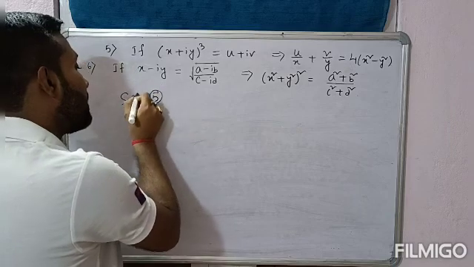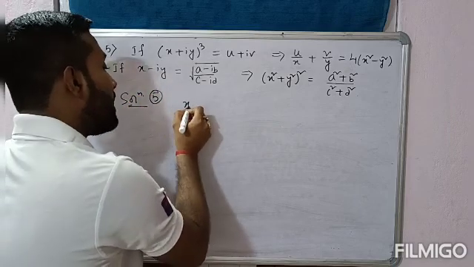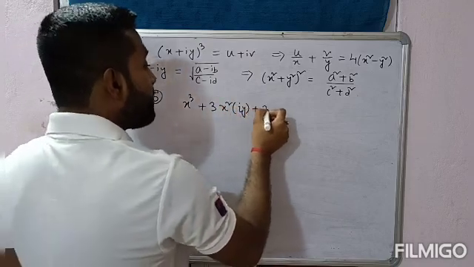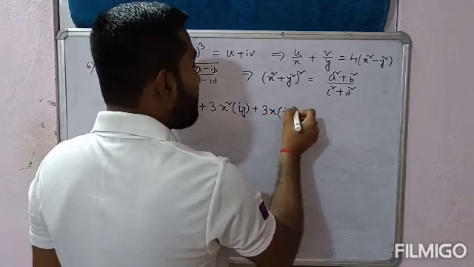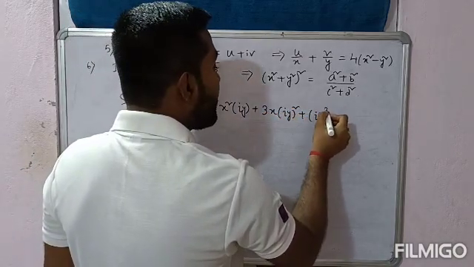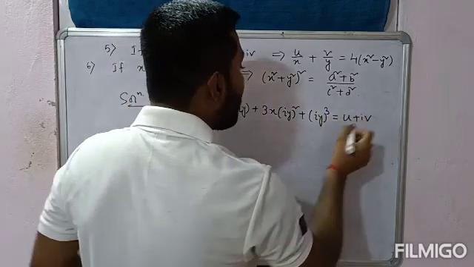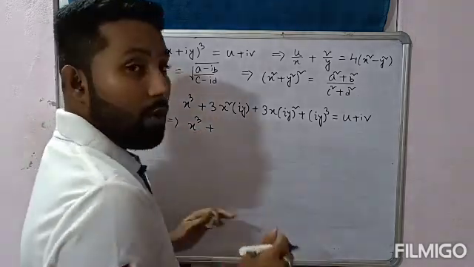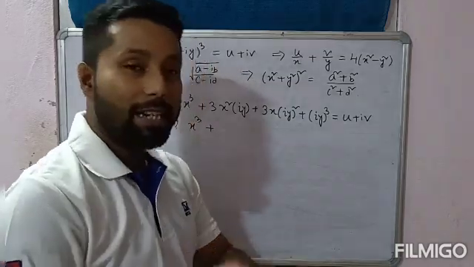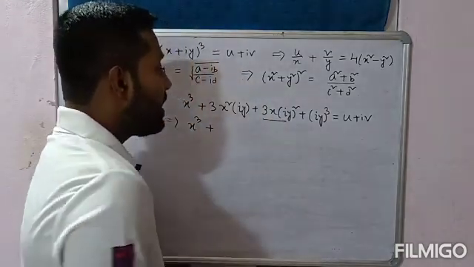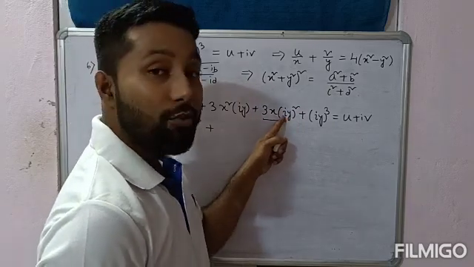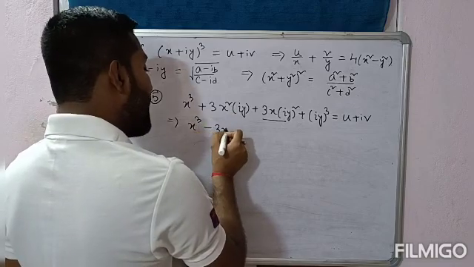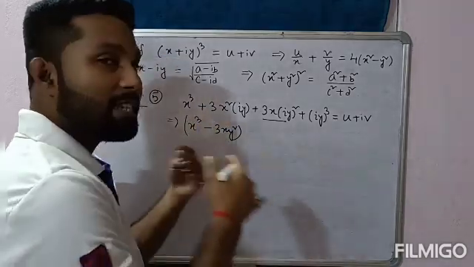Solution number 5. Apply the (a + b)³ formula: a³ + 3a²b + 3ab² + b³ = u + iv. So x³ plus, now after the expansion you have to separate the real and imaginary part. Look at the third term here. The third term is (iy)². The value of i² is −1, so it becomes minus 3xy². So this is the real part separated.